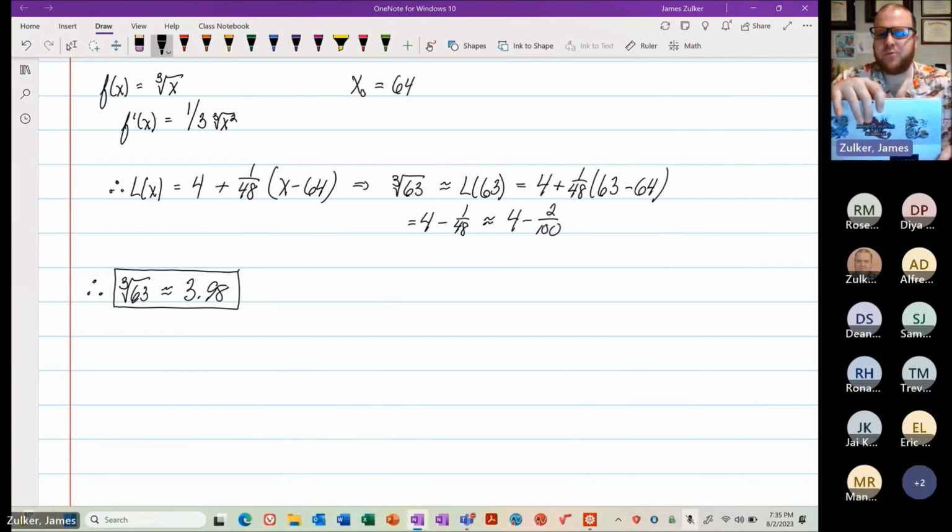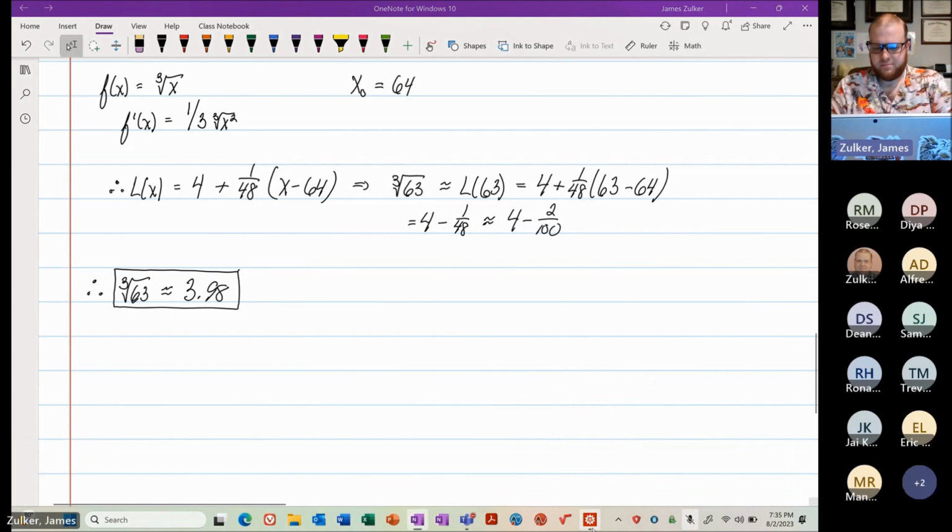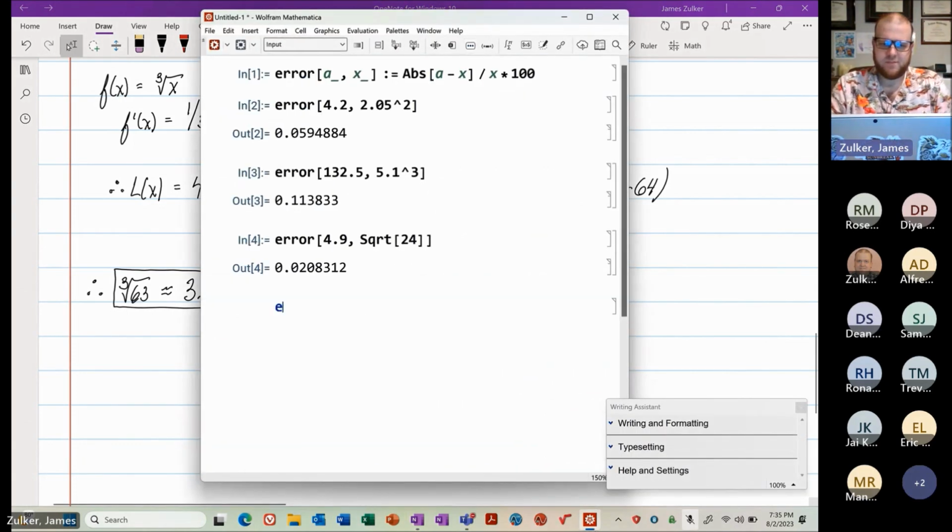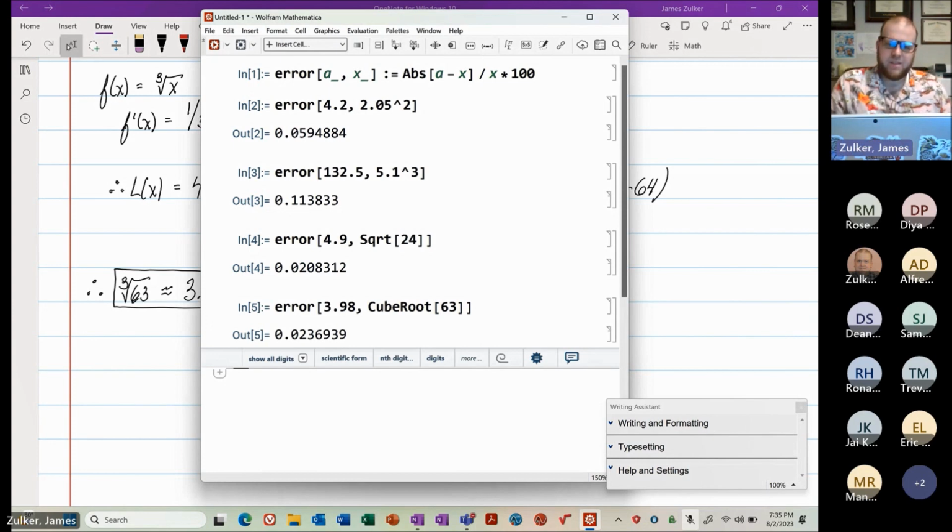And so here we'll do two comparisons. So let's do the comparison with what we just did. So 3.98, cube root 63. So again, about 0.02% error.